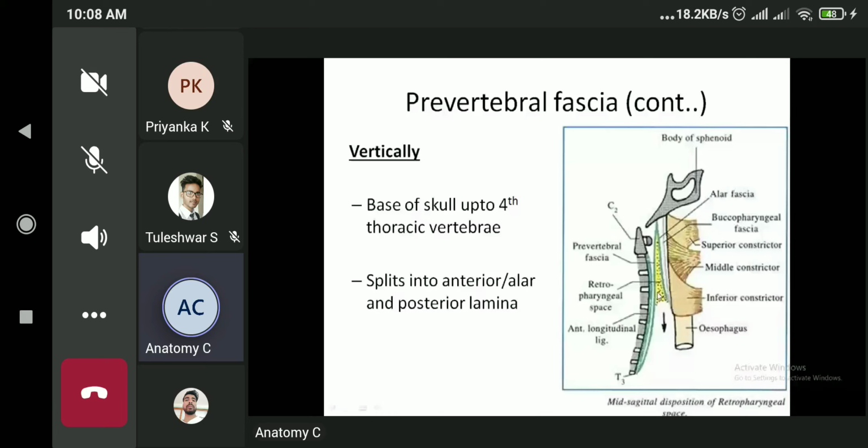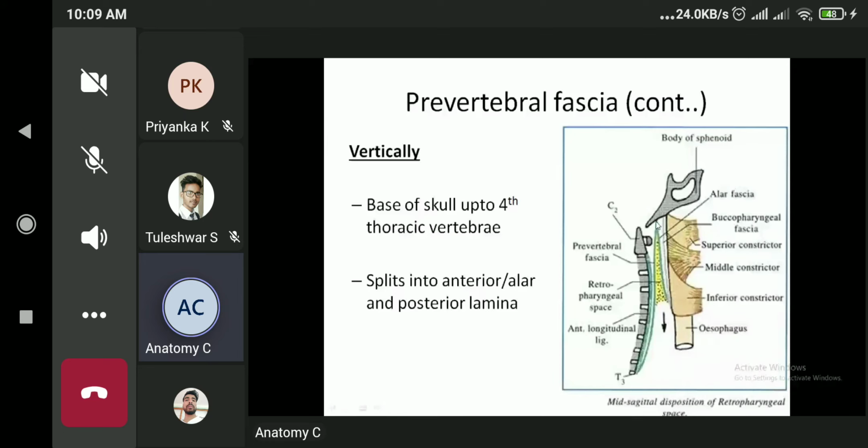longitudinal ligament. See, these are the cervical vertebrae and thoracic vertebrae. Okay, this is representing the third thoracic vertebra. So this green structure just in front of the body of the vertebra is the anterior longitudinal ligament. We know the anterior and posterior longitudinal ligaments. Okay, so finally this posterior lamina gets fused with the anterior longitudinal ligament at the level of about the third to fourth thoracic vertebra. Okay, this is about the extension of the prevertebral fascia, and it is somewhat continuous with the superior mediastinum. So this is the vertical tracing.